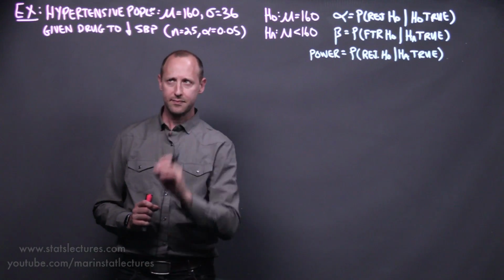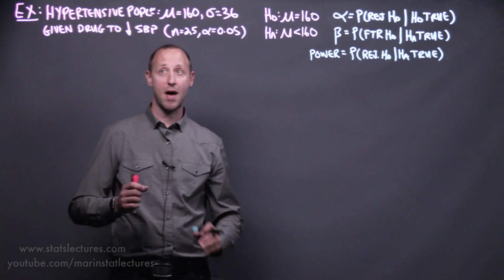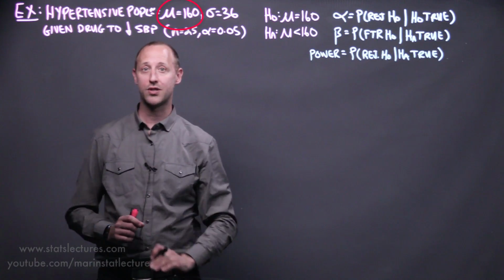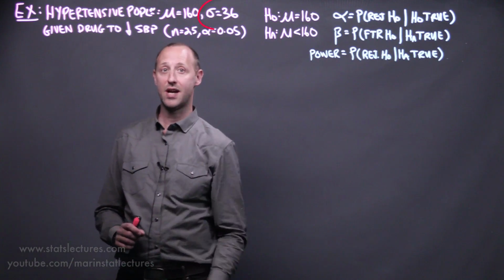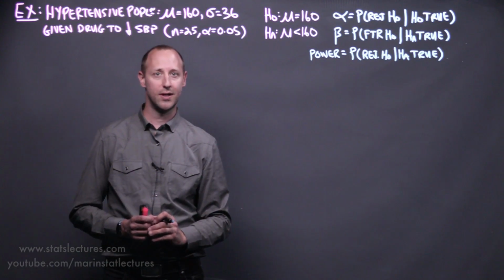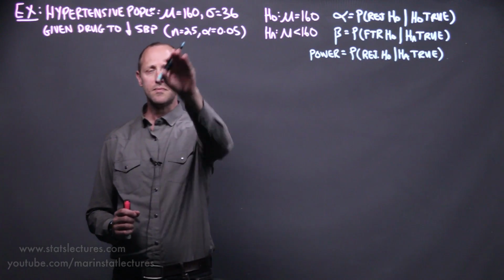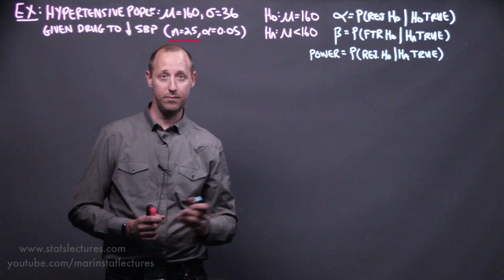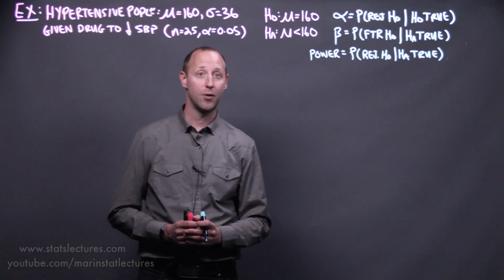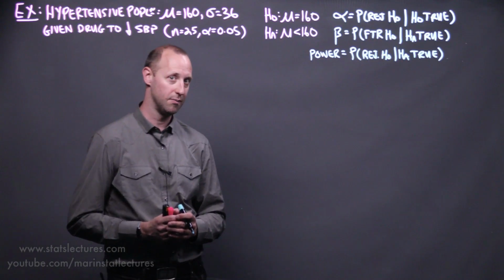So to do this, we're going to work through this simple example here. So we're going to suppose that there's some hypertensive population, and we know that their mean systolic blood pressure is 160, and their standard deviation is 36. Then they're given some drug that we think may lower blood pressure. We're going to give this drug to 25 people. We're going to test their blood pressure. We're going to measure their blood pressure.